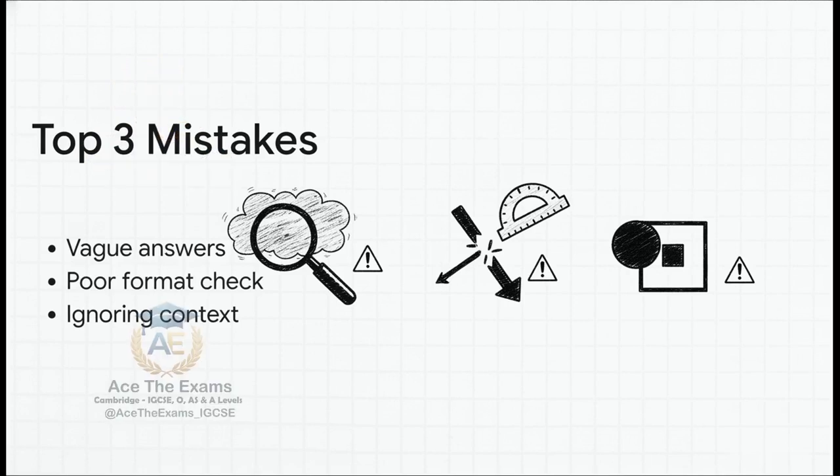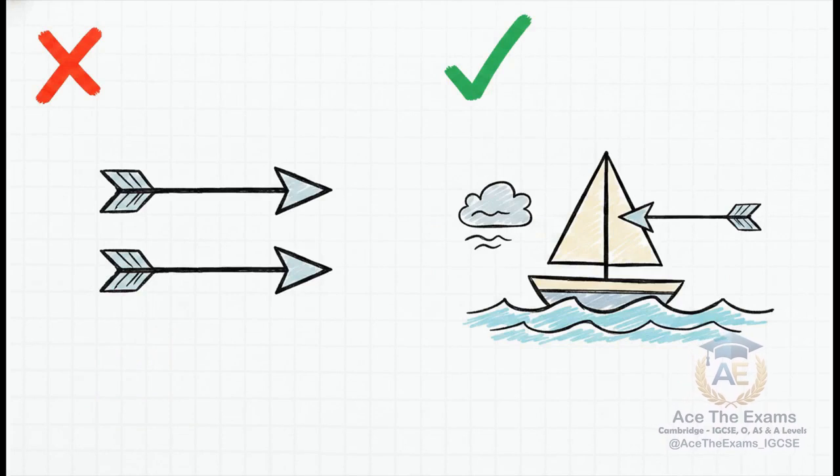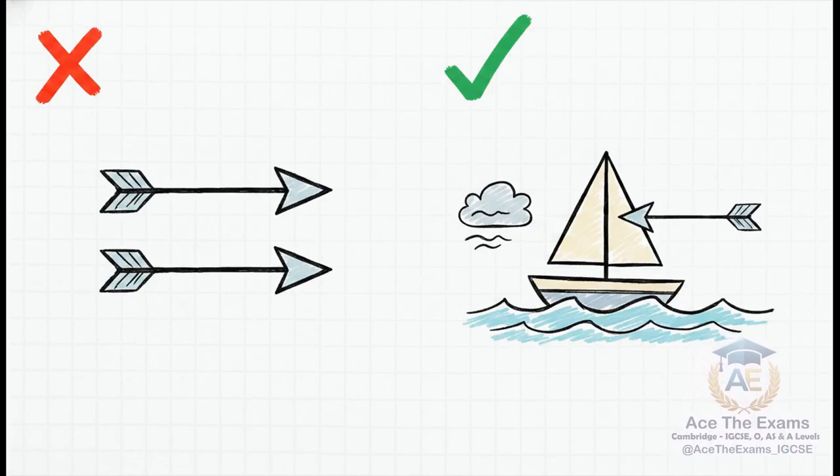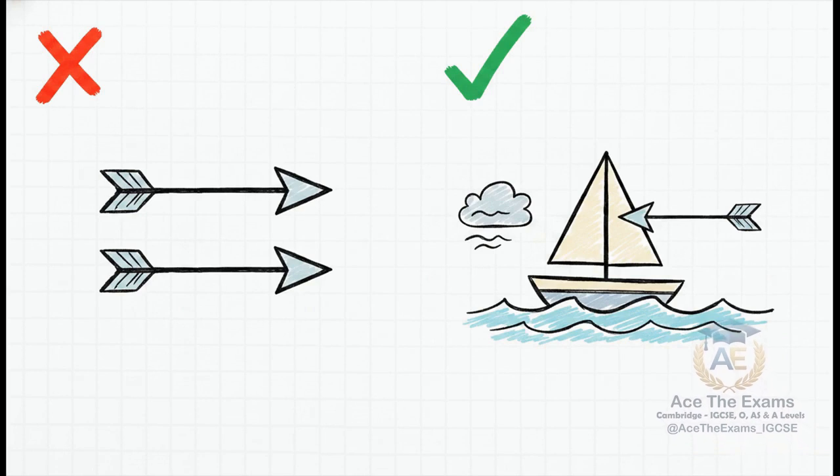Third, answers that aren't specific to the context given. This is honestly the most dangerous trap, and it brings us right to our final, most critical alert. Examiner alert. The absolute classic mistake here is providing generic answers that are not specific to the question context. If the exam question is about a ship being blown off course by a crosswind, your explanation of perpendicular components actually has to talk about the ship and the wind.